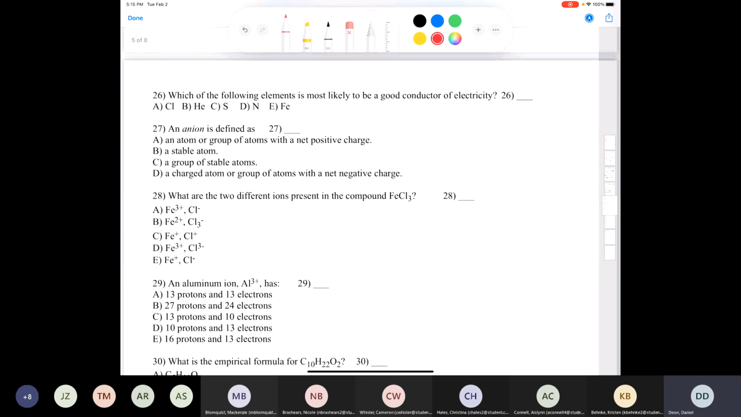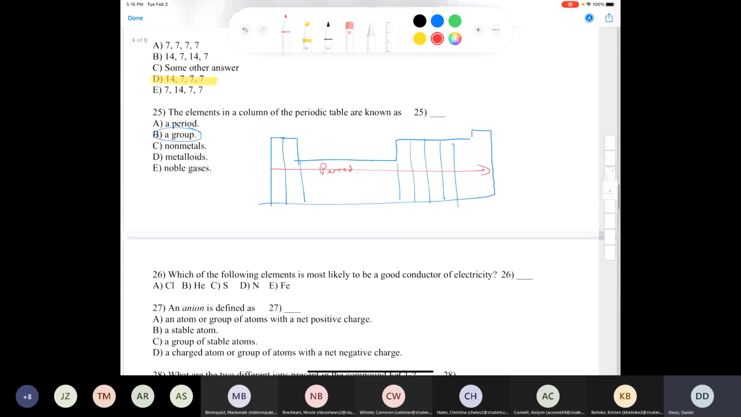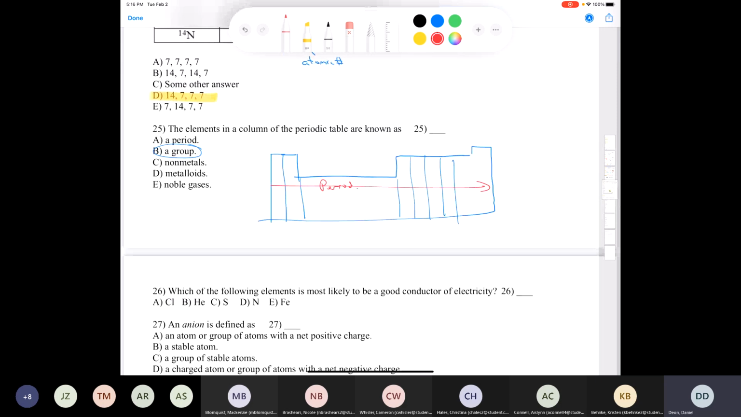Which of the following elements is most likely to be a good conductor of electricity? If I go back to my rough sketch of the periodic table, you'll probably remember that there's a line called the metalloid line that runs around here, kind of like a staircase. Anything on the left of the metalloid line is a metal, and anything that lies to the right of the metalloid line is a non-metal.